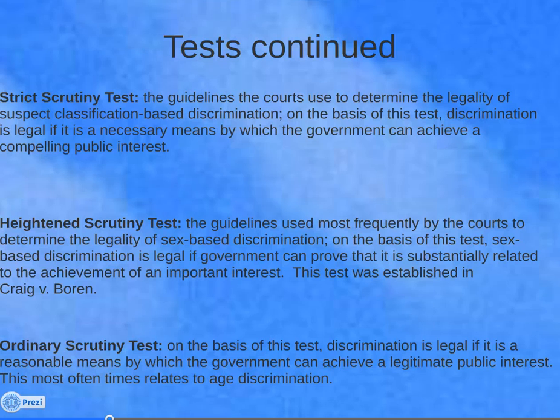And lastly is the ordinary scrutiny test. On the basis of this test, discrimination is legal if it is a reasonable means by which the government can achieve a legitimate public interest. This most oftentimes relates to age discrimination. So for an example, the fact that you cannot in the state of New York get a driver's license until 16, the fact that you can't drink till you're 21, there's mandatory retirement ages in some professions and in some states, all of those things are usually upheld.